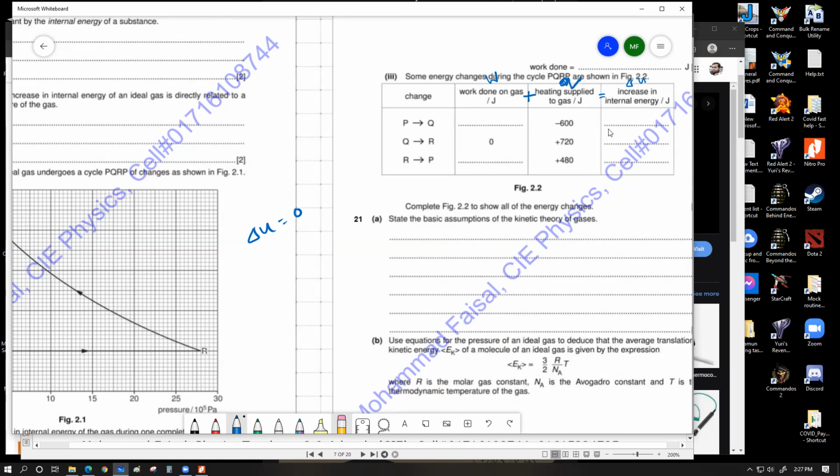Yes, sir. Okay. So from P to Q, the work done on the gas that we just calculated was 240 joule. So it was actually physical work done on the gas. So I'm going to write plus 240. This is minus 100, minus 600. So how much are you going to get from here? It's going to be minus 360.